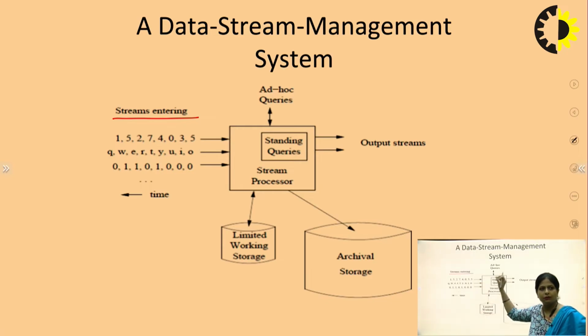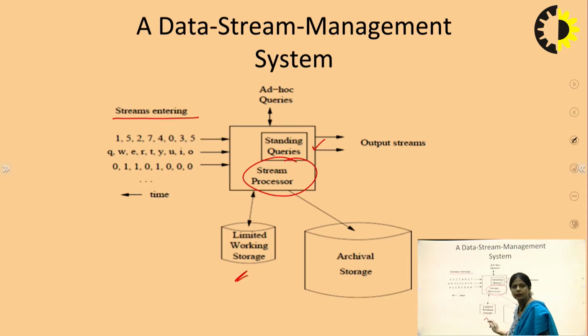It could be in a numeric format, say a few of the letters are there, in a binary format, and so on and so forth. Then we have some standing queries. There is a stream processor processing all these things. We have a limited working storage. Archival storage is there, for which we have talked about how it is very difficult to work on an archival storage while streaming data. Somehow we can retrieve the data with the help of complex queries, which is a time consuming process, right? After processing, we will have some output stream.